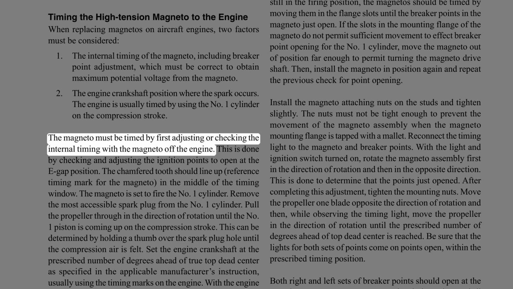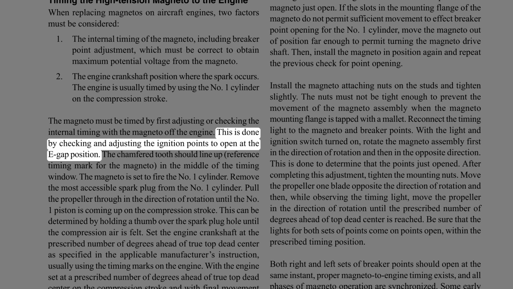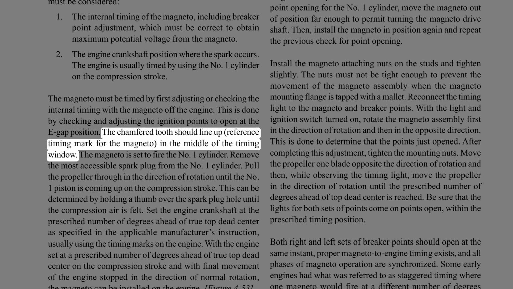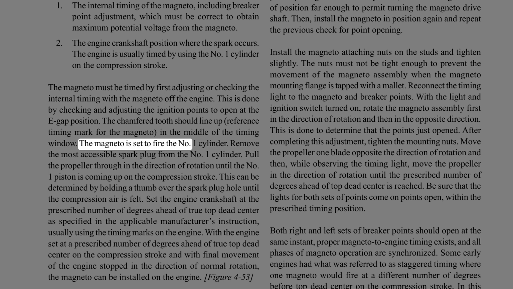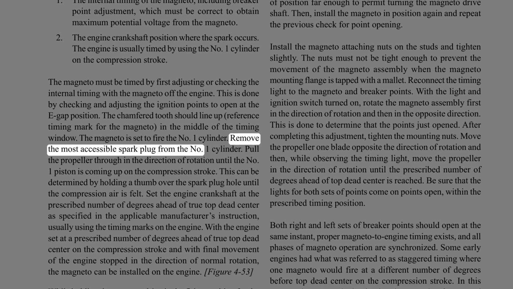The magneto must be timed by first adjusting or checking the internal timing with the magneto off the engine. This is done by checking and adjusting the ignition points to open at the E-gap position. The chamfered tooth should line up with the reference timing mark for the magneto in the middle of the timing window. The magneto is set to fire the number 1 cylinder. Remove the most accessible spark plug from the number 1 cylinder.